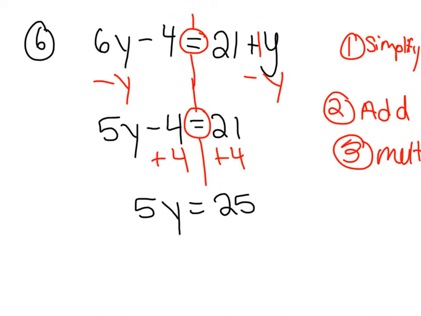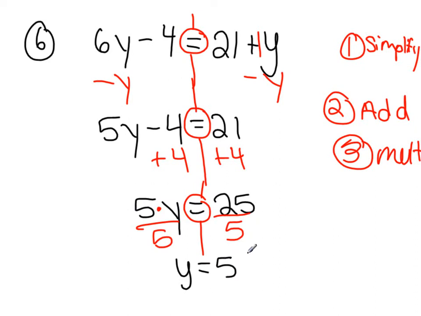And you probably already beat me to the answer. We have 5 times y. So to undo it, we divide both sides by 5. And we are left with y equals 5. Very pleasant.